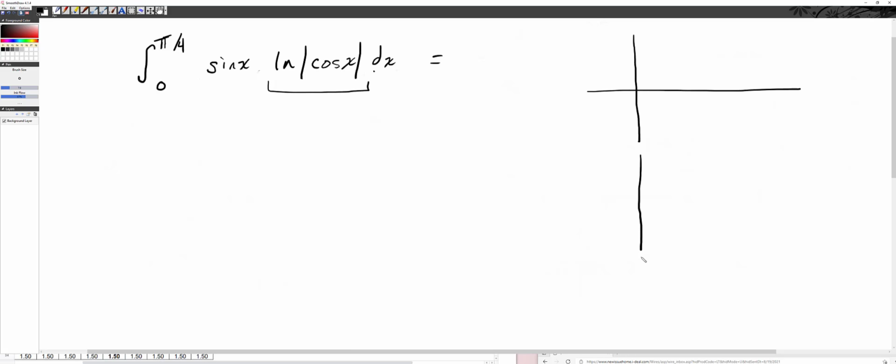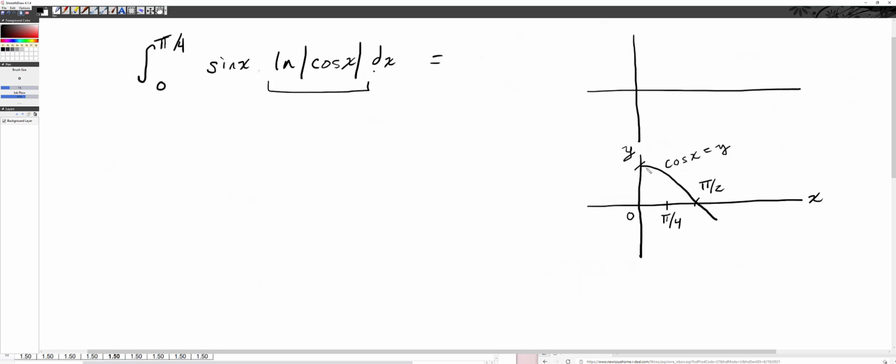And it's always good to draw pictures if you're unsure. So here we go. I'm going to draw cosine x down here, and that's all I'm going to draw of it, because the bounds that I have for this integral are 0 to pi over 4. And this over here is one of the zeros of cosine of x, and that's pi over 2.